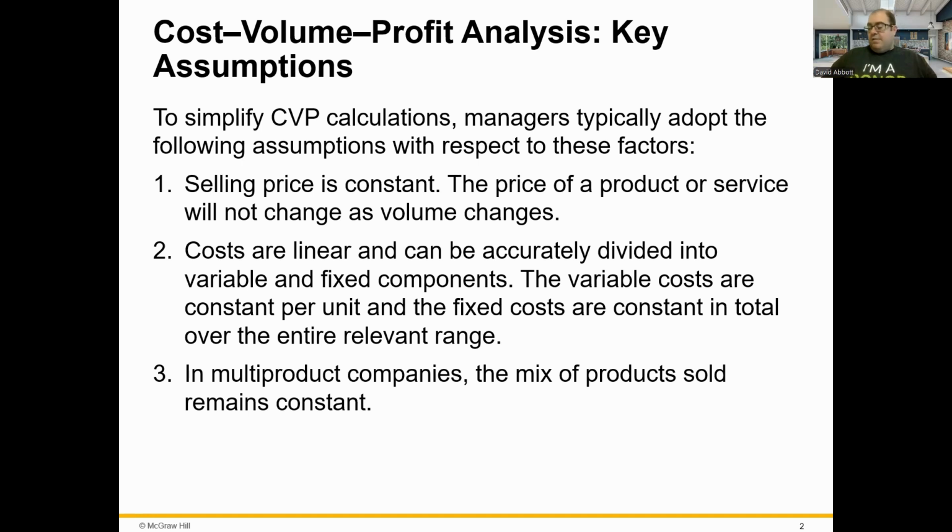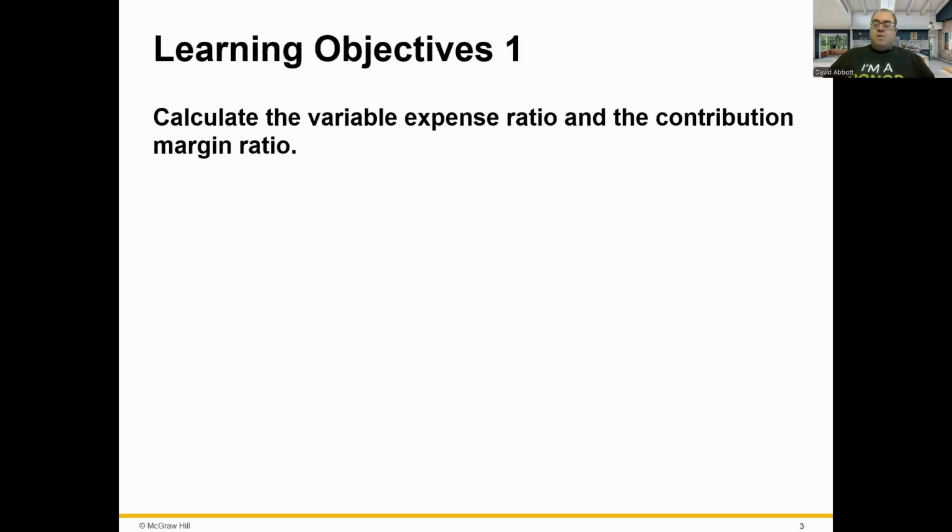So one thing to realize is that nothing is sacred about these assumptions. When violations of these assumptions are significant, managers can and do modify the basic CVP model. Spreadsheets allow practical models that incorporate more realistic assumptions. So, for example, nonlinear cost functions with step fixed costs can be modeled using an if-then analysis function within Excel. But just be aware that for the most part, this will be what our assumptions are.